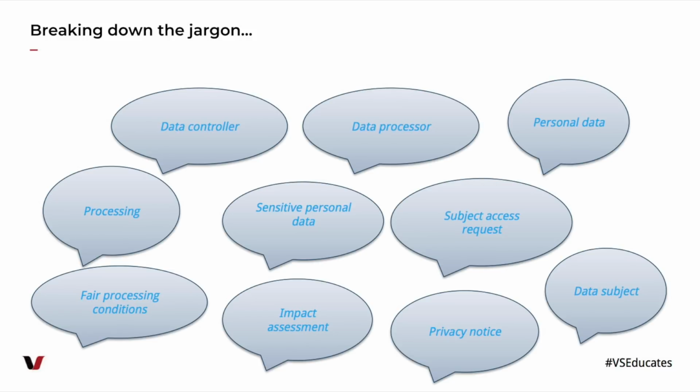Impact assessment, this is basically where you need to identify and minimize risks of any new projects that you start to carry out. Privacy notice, so this is your privacy policy that you have on the site. You'll need to make sure that that's a lot clearer. You may need to update it to comply with GDPR, and we'll talk about that in more detail. And data subject, so this is basically any individual who your data could identify, so it's who the data is actually about.